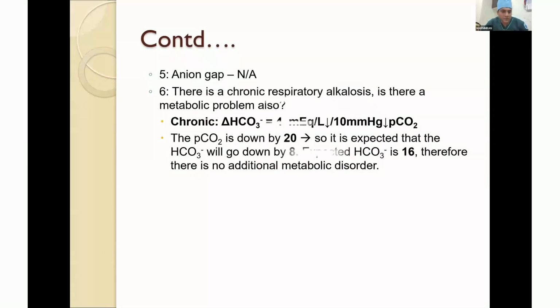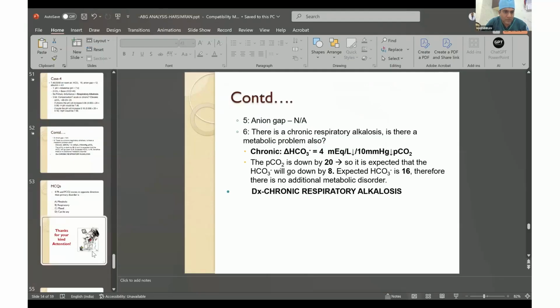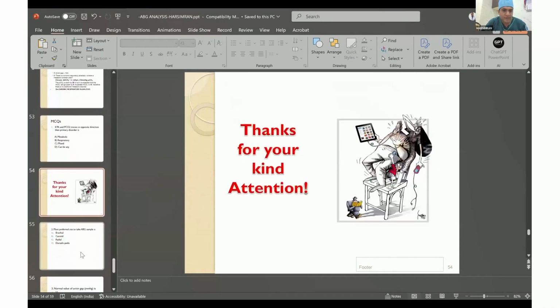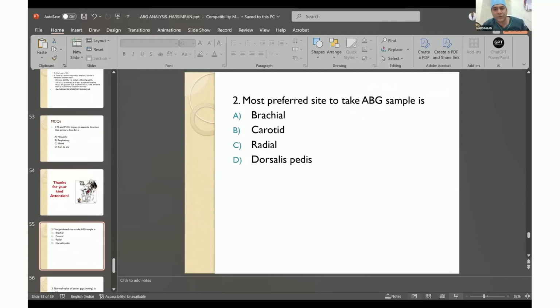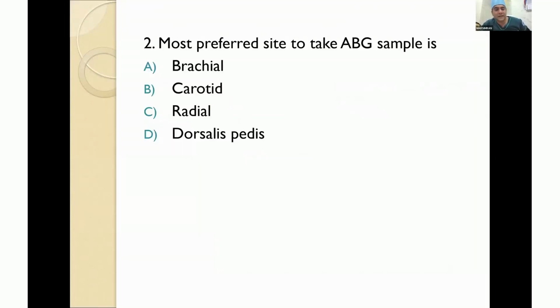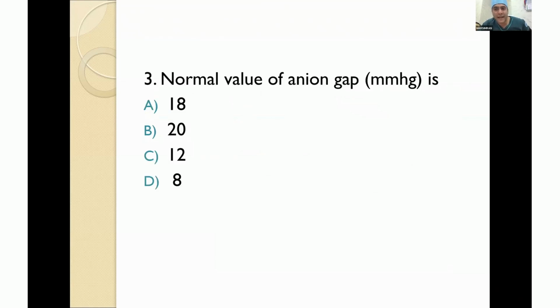Second: the most preferred site to take an ABG sample is A, brachial, B, carotid, C, radial, D, dorsalis pedis. So the most preferred site, the answer is C, radial. Third: the normal value of anion gap is A 18, B 20, C 12, D 8. So the answer is again C, 12. It is 12 plus or minus 2.